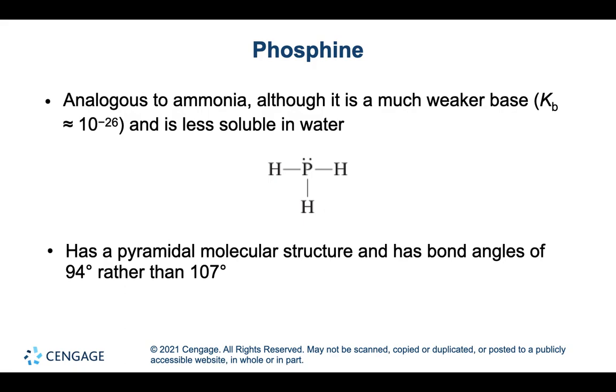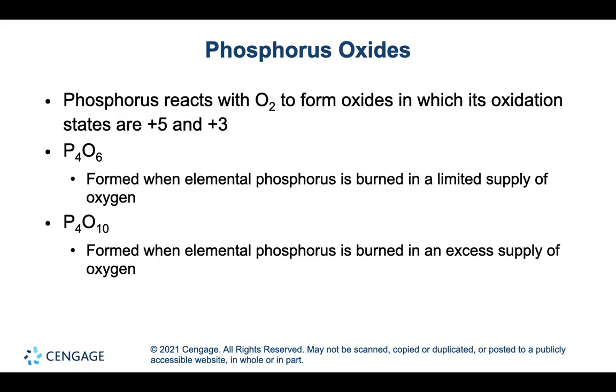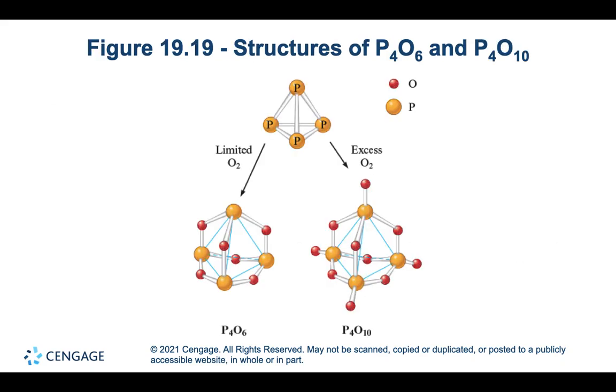Ammonia has bond angles of 107. Phosphine has bond angles of 94, which is a much smaller bond angle for the PH bonds. Phosphorus makes a lot of different oxides with oxygen, with various oxidation states, usually +5 or +3, P4O6 and P4O10. So these have some interesting little cage-like structures you can get by burning P4 with oxygen to make P4O6 and P4O10. You can get these very interesting geometries, cage-like structures to them.